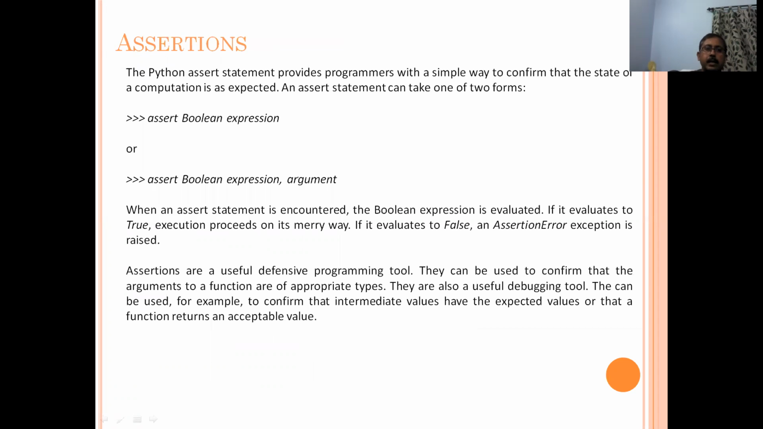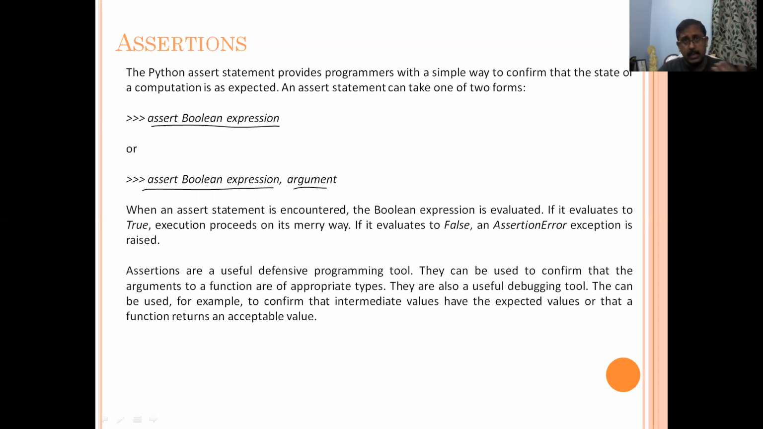Same way, just like exceptions, we can also have Python asserts. What is an assert? The Python assert statement provides the programmer with a simple way to confirm that the state of the computation is not as expected, that something abnormal has happened. So one is you can raise the exception and handle that. Otherwise, you can also have an assert. So how do we write an assert statement? Simple: assert and then a Boolean expression. Or the other way is assert, a Boolean expression, along with an argument.